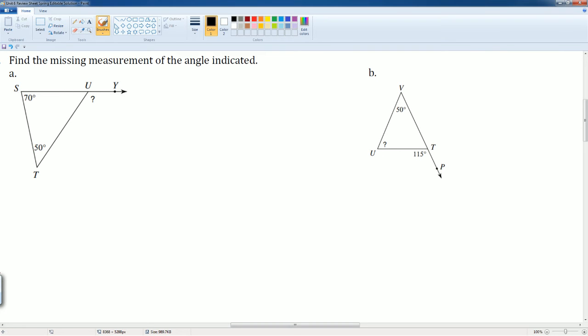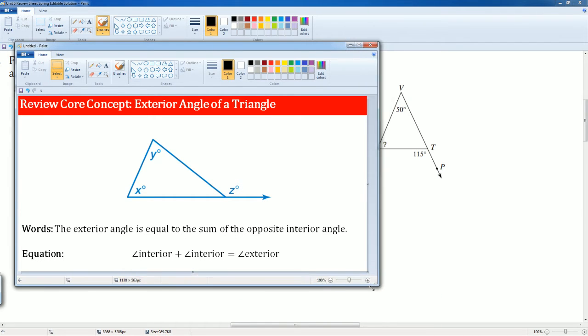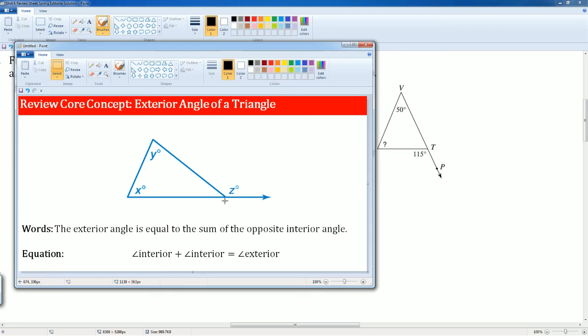To do this, we have to review our core concepts because it looks like we have interior angles and exterior angles. So this is our core concept that reviews the relationship between interior angles and exterior angles. We saw that these two interior angles inside the triangle, which are x and y, I can label for you here. These are your interior angles, and the z is your exterior, which is on the outside. You can write this equation.